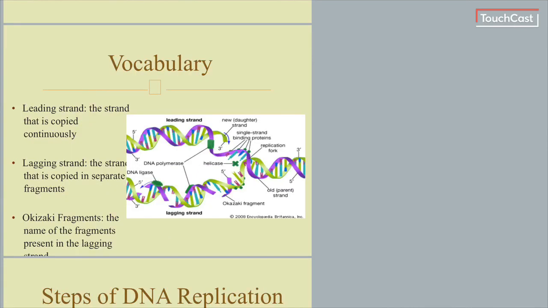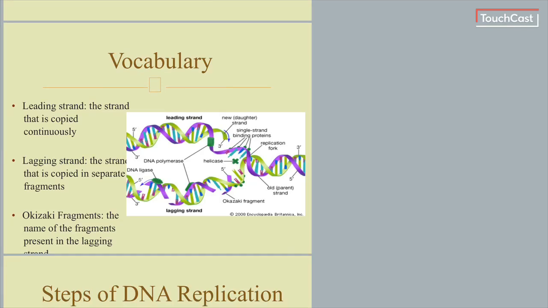As we're creating these 2 new pieces of DNA, we have some key vocabulary. We have a leading strand, and this is the strand that's copied continuously, and it's the one that's on top of this picture. We then have a lagging strand, and that's the strand that is copied in separate fragments, because it's waiting for the DNA molecule to unwind to move on to the next piece. And then finally, we have Okazaki fragments, and that's the name of the fragments created as pieces of the lagging strand. In the empty box you have within your notes, please copy this picture with all of the labels.